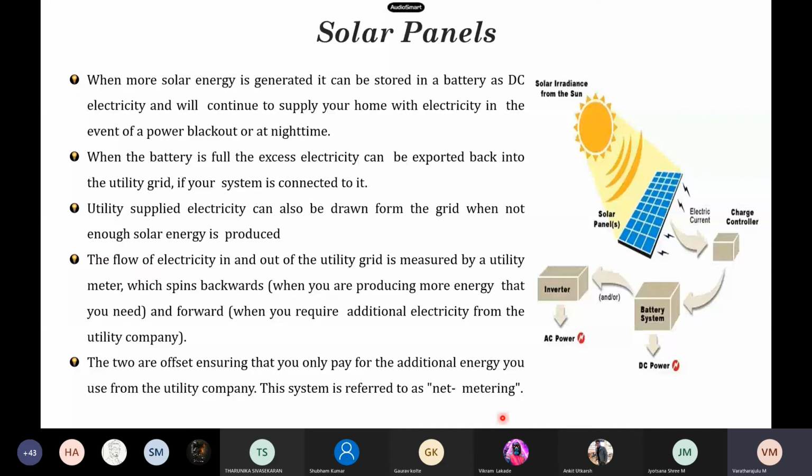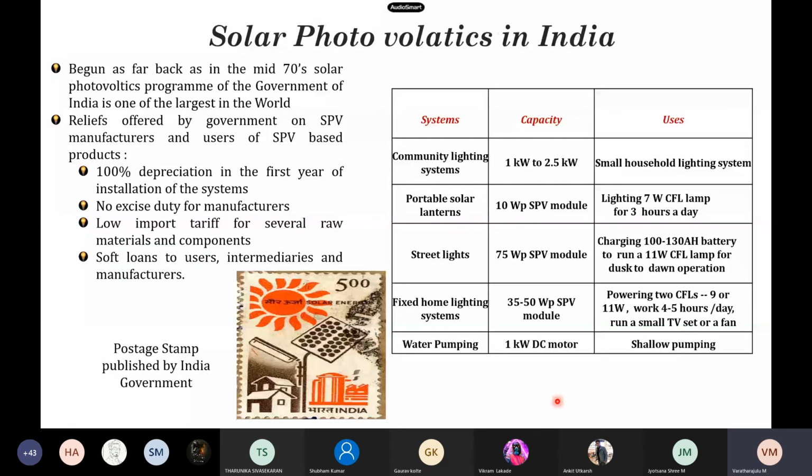And some other information related to India: the postage stamp published by India in order to share information related to the solar panel. This is the postage stamp, and the 5 rupees postage stamp is used to disseminate the information across the people.